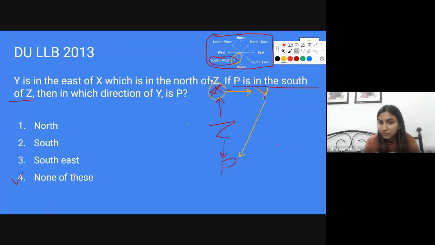ठीक है, ये क्लियर है? उसके बाद क्या पूछा है क्वेश्चन में? In which direction of y is p? y के किस डायरेक्शन में p है? अगर y यहाँ पे है तो उसके किस डायरेक्शन में p है? तो अगर हम ये डायरेक्शन बनाएंगे तो ये साउथ वेस्ट होगा, तो y के साउथ वेस्ट डायरेक्शन में p है. That is like this, that's all. ठीक है, क्लियर? ओके.